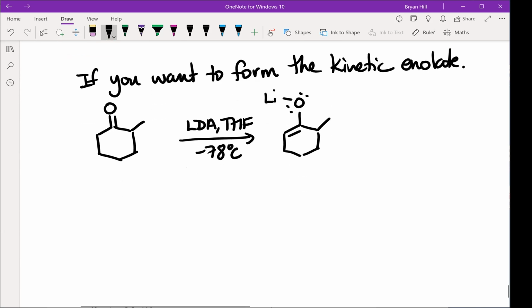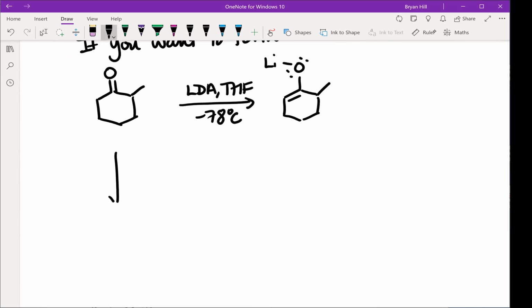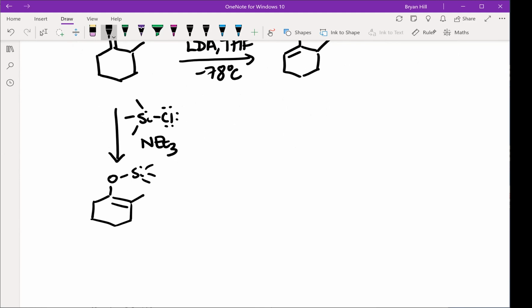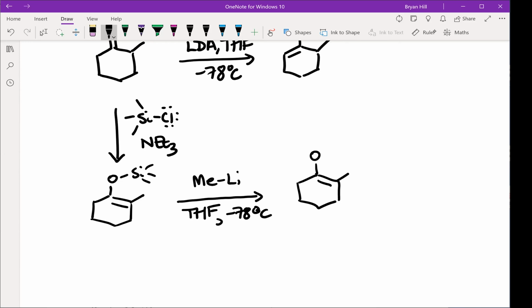If you wanted to form the thermodynamic one, there's a different reaction that you would do. First thing you would use is TMS chloride and a base like triethylamine. And here, what you end up making is the thermodynamic enol ether. And this can be converted by reacting it with methyl lithium, THF, at minus 78, to this. And this would be the thermodynamic one.